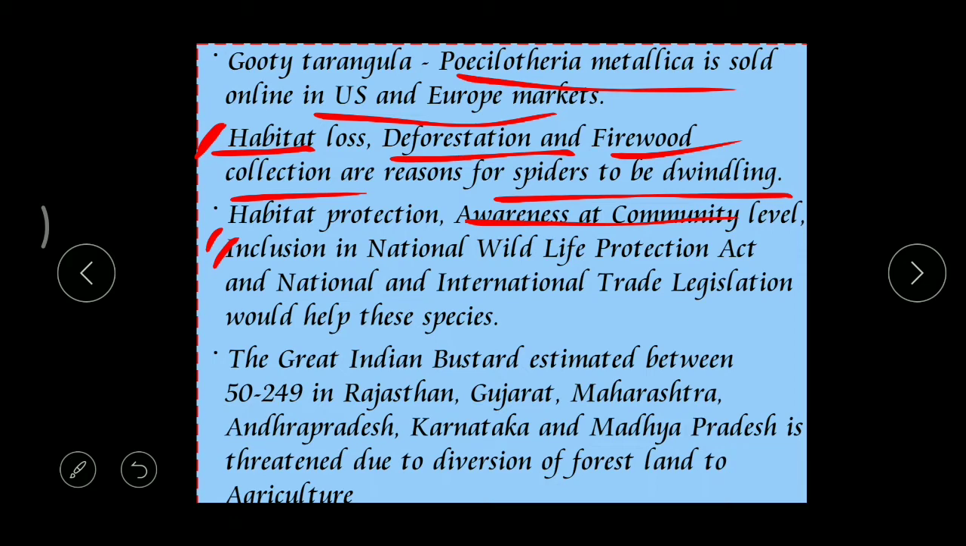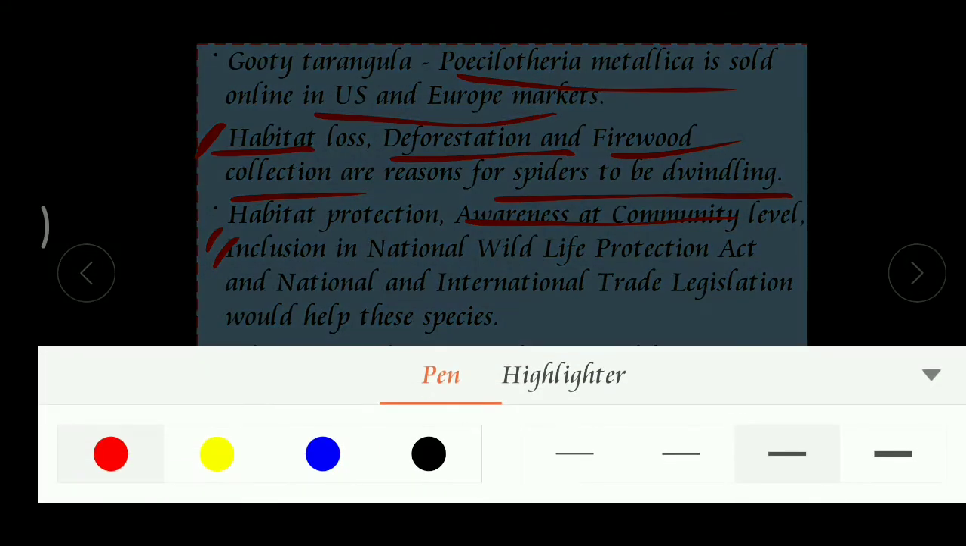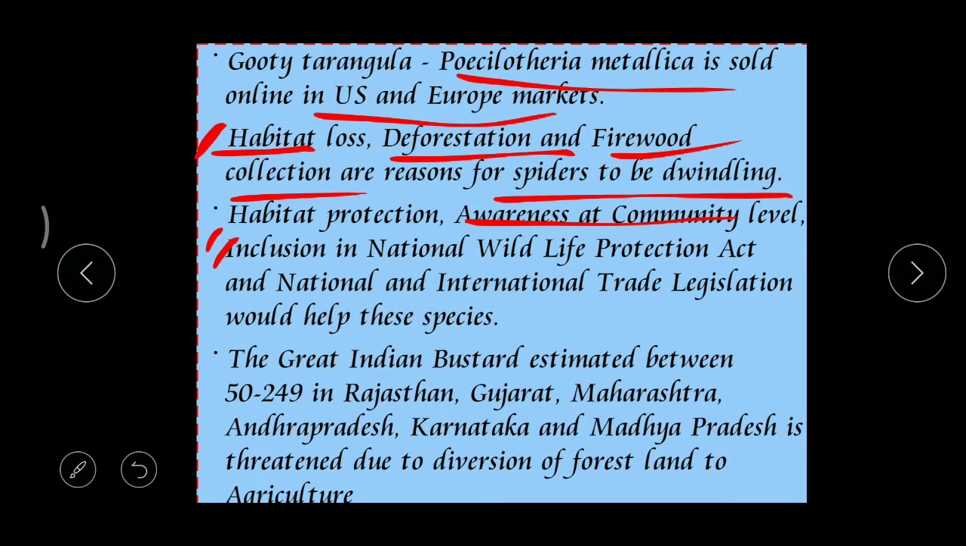And when we come to the next one, there is the great Indian bustard. So actually, what is its number? Its number in our country is ranging from 52 to 49, and it is located in different parts of the country, in states like Rajasthan, Gujarat, Maharashtra, Andhra Pradesh, Karnataka, Madhya Pradesh. In all these states we can find the great Indian bustard.